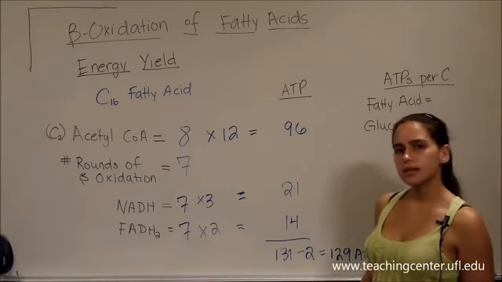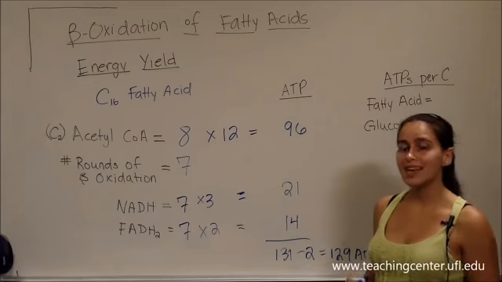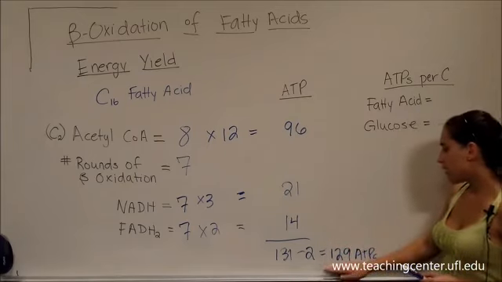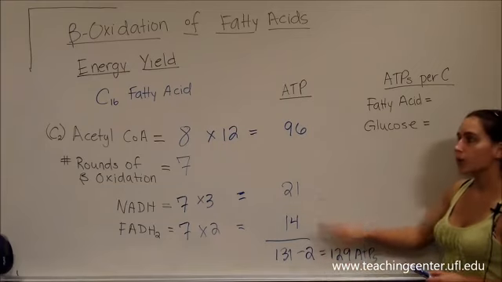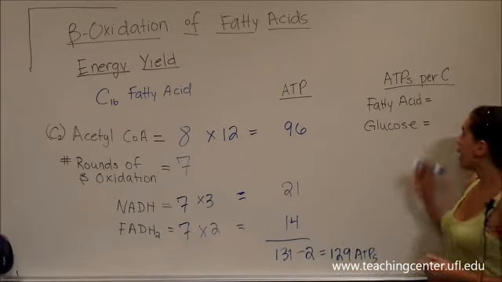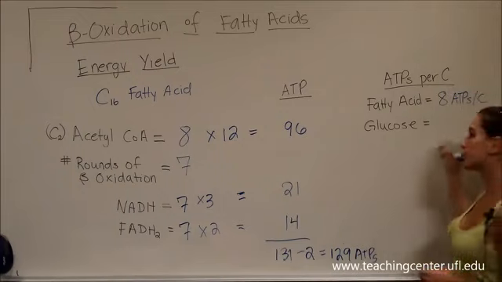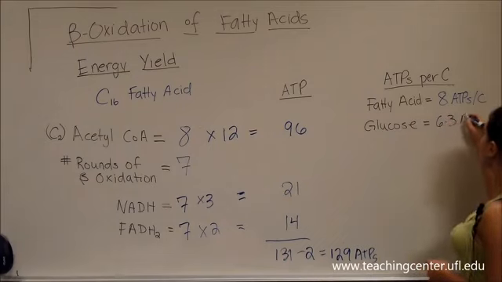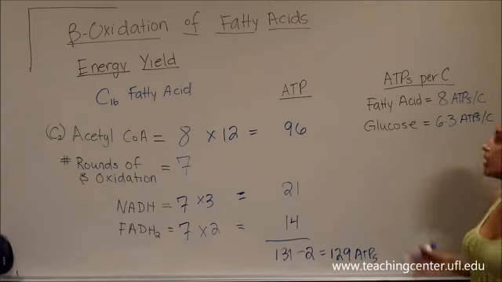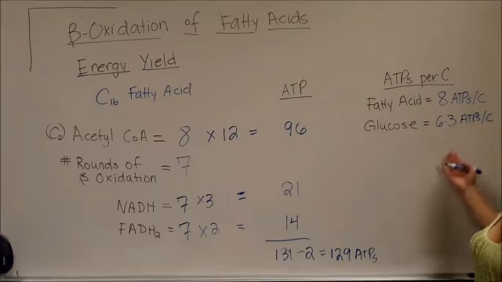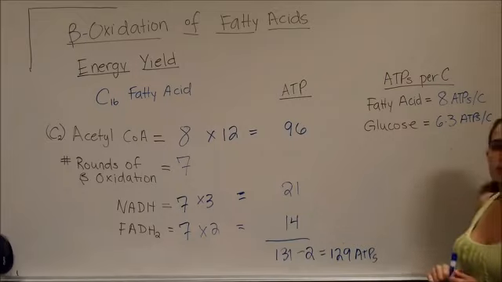So, does beta oxidation give us more or less energy than glycolysis? Well, if we divide 129 by 16, that's going to be 8 ATPs per 1 carbon, as opposed to glucose, which is going to be 6.3 ATPs per 1 carbon. So beta oxidation is going to give us more energy per carbon than glycolysis.